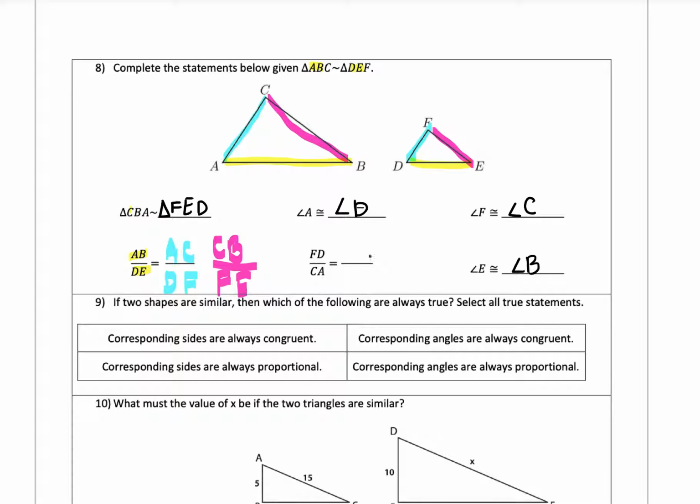Now, in the next one, FD was that blue, and it's over CA, which is also blue. So then we can put pink over pink, or we could do yellow over yellow. Either one would work here. So FD was blue, CA was blue. Pink to pink would be FE over CB, or we could have said FD to CA was equal to DE to AB. Either one of those would have been fine. So you have two options for what you could have filled in there.